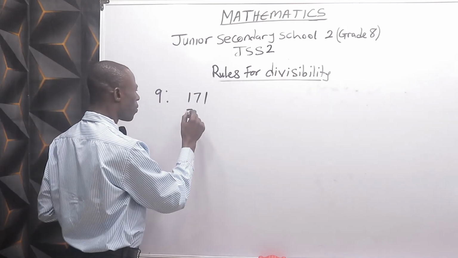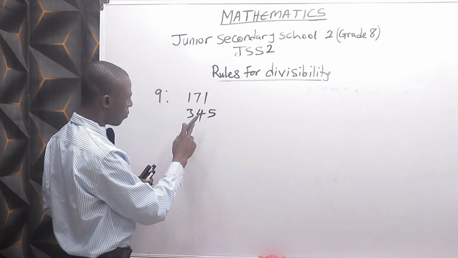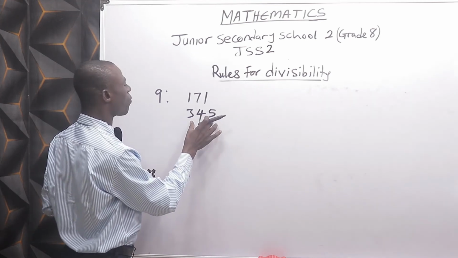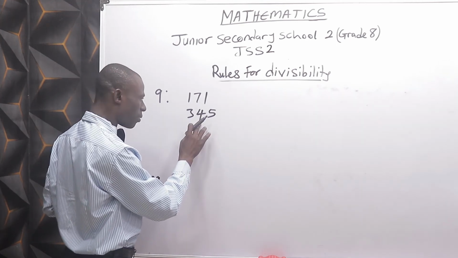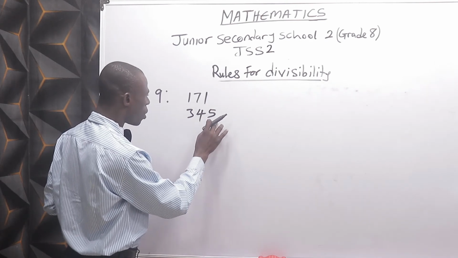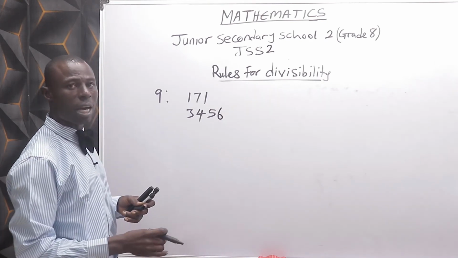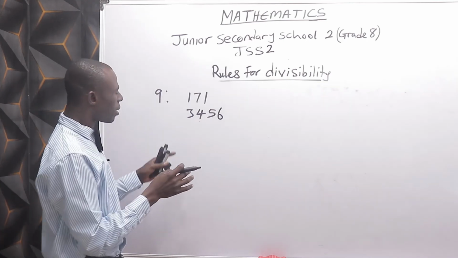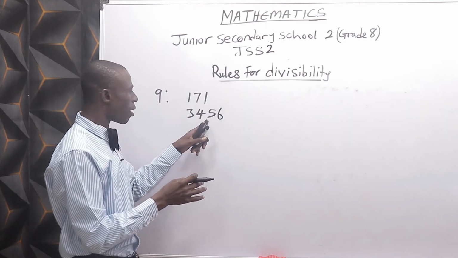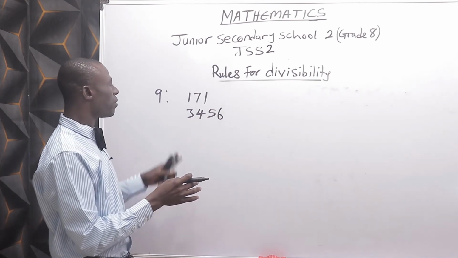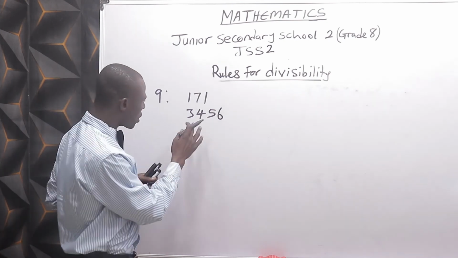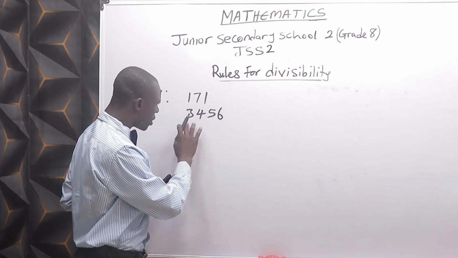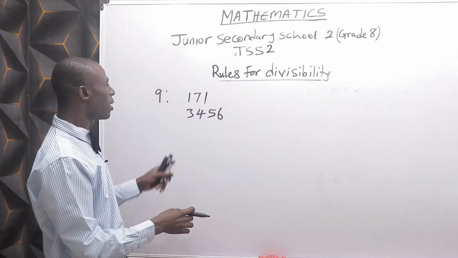Another one, 3, 4, 5, 6. The addition of this: 3 plus 4 is 7. 7 plus 5 is 12. 12 plus 6 would be 18. So, since 18 is divisible by 9, definitely 3,456 will be exactly divisible by 9, because the sum of these digits, which is 18, is divisible by 9.